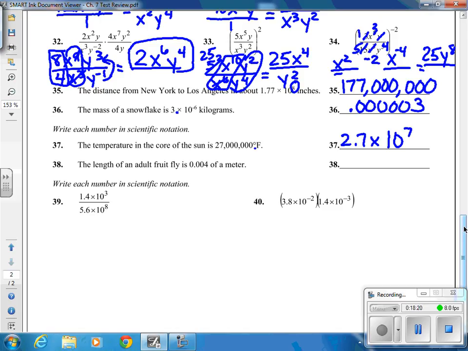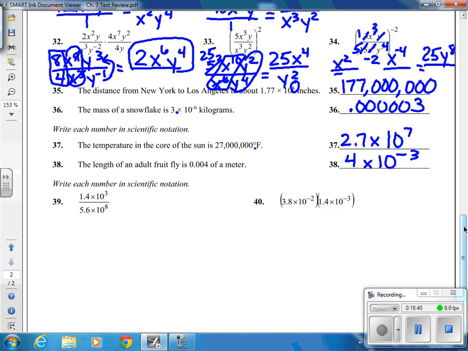So for number 38, 0.004, I want to get it to where there's a number that's not a 0 in front of the decimal, so that would have to be 4. You can write 4.0, it's the same thing, times, and then how many times I had to move it. Again, my zeros are in the front, that's a negative exponent, and I had to move it 3 times to get it behind the 4. And so there's your answers for those two.